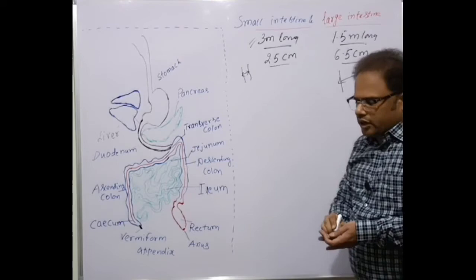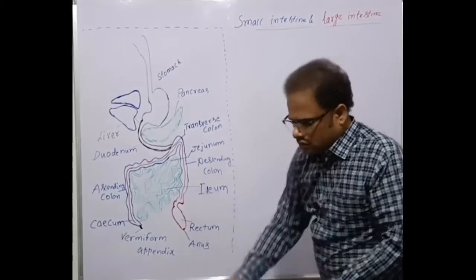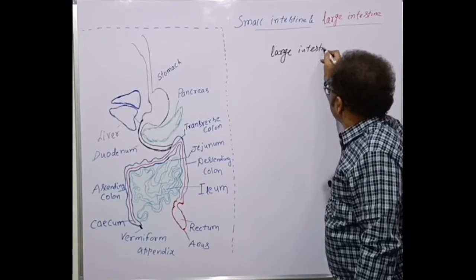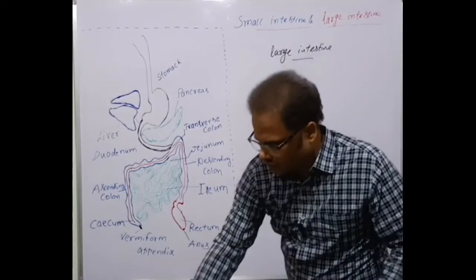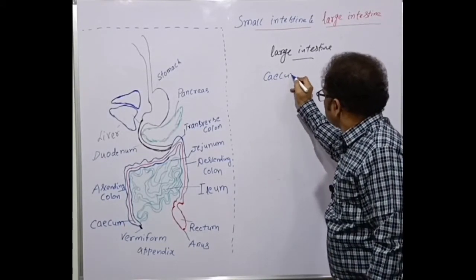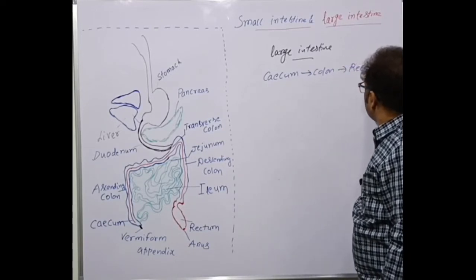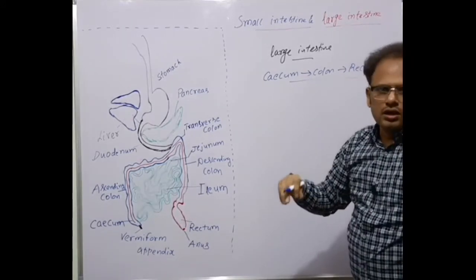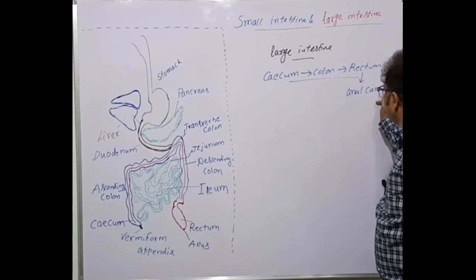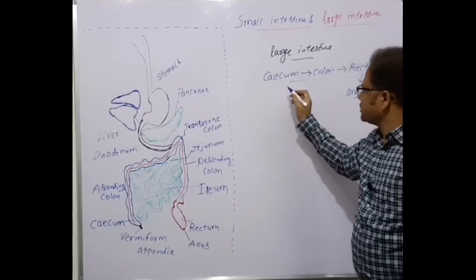The large intestine again has 3 major structures. The large intestine consists of the cecum, followed by the colon, and followed by the rectum. These are the major parts of the large intestine. Some sources also include the anal canal under the large intestine. So the first part of the large intestine is the cecum. Let's discuss the cecum here.